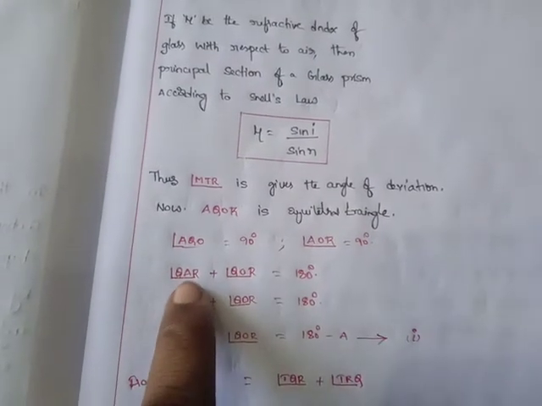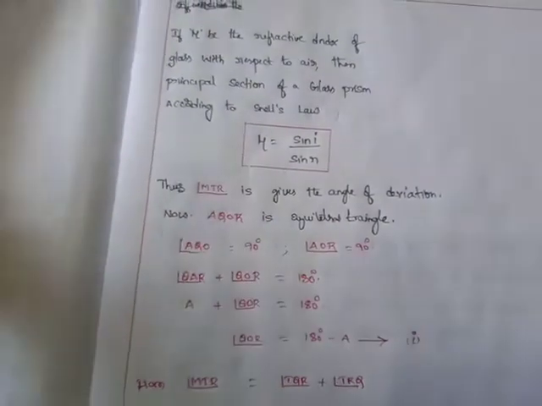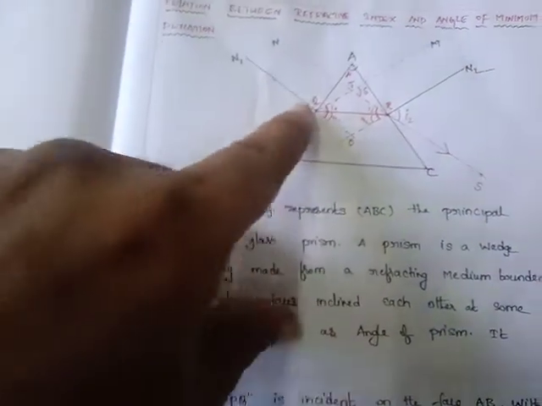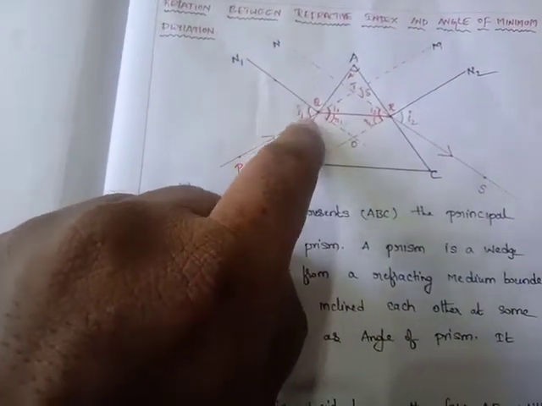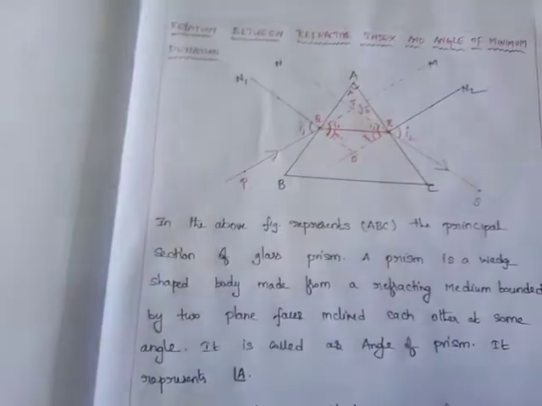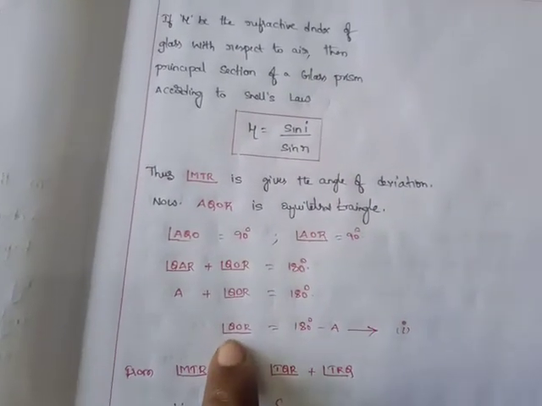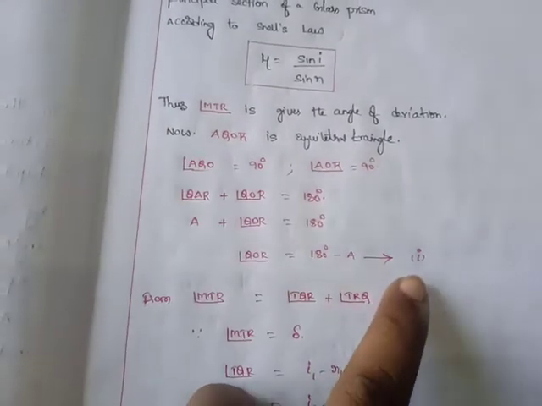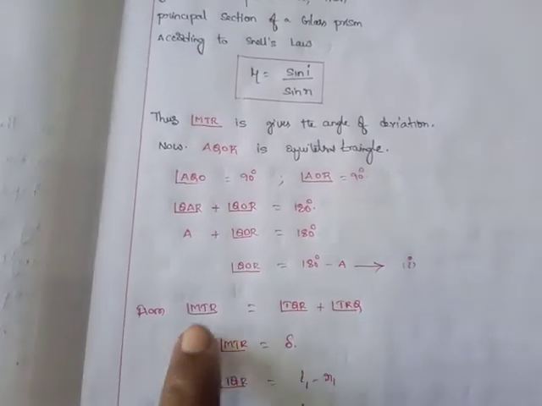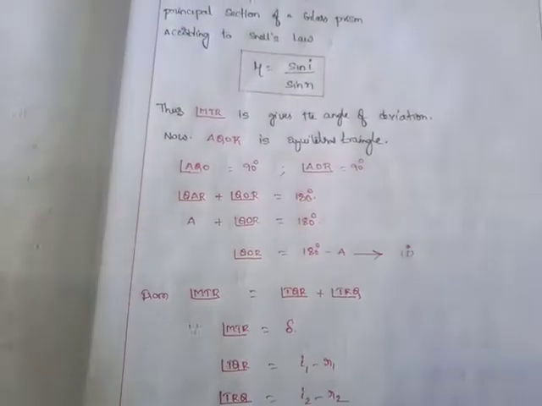That means angle QAR plus angle QOR is equal to 180 degrees. That means A plus angle QOR is equal to 180 degrees. Then angle QOR is equal to 180 degrees minus A. This is equation 1. From the outer angle, angle MTR is equal to TQR plus TRQ.